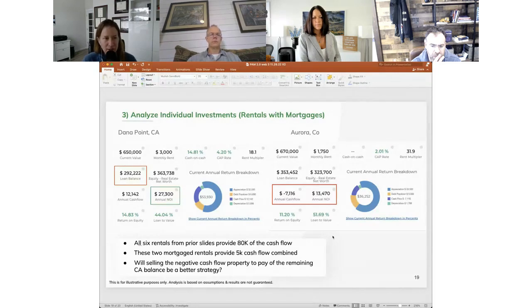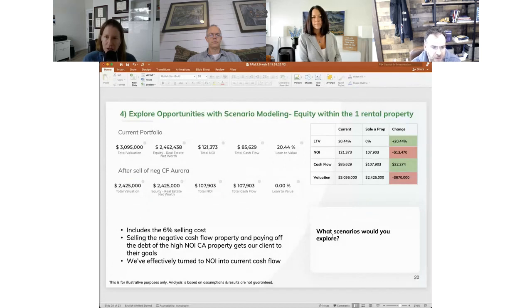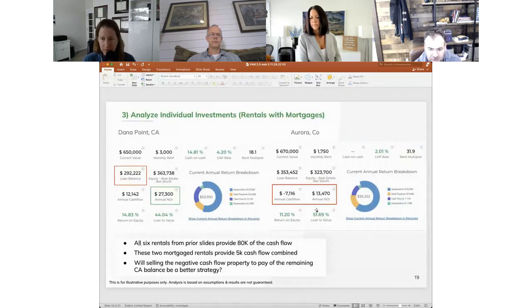And now he has met his $100,000 a year goal. So good. One question. Go ahead, Chris. This is something I've noticed on that previous slide, Jenny. That Aurora property, that's a 2% cap rate. I don't understand how a $670,000 property rents for $1,750. Is it really that poor, or is it just really, really under market rent?